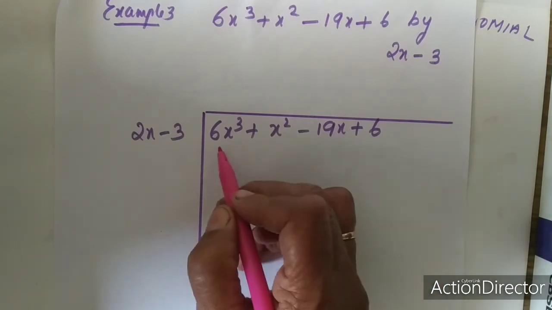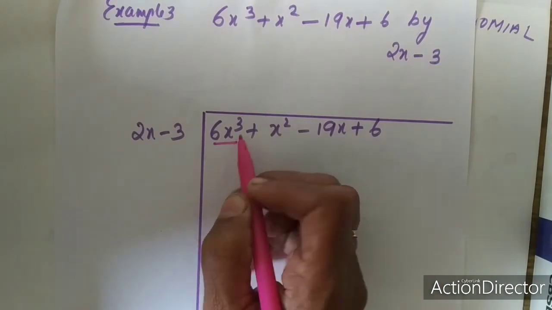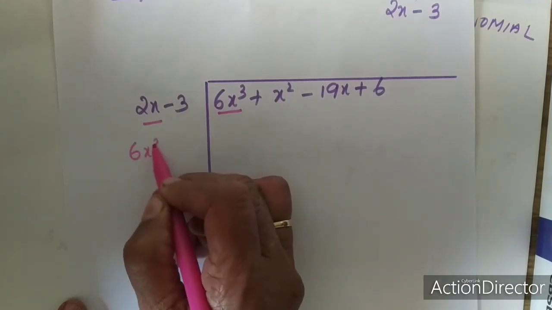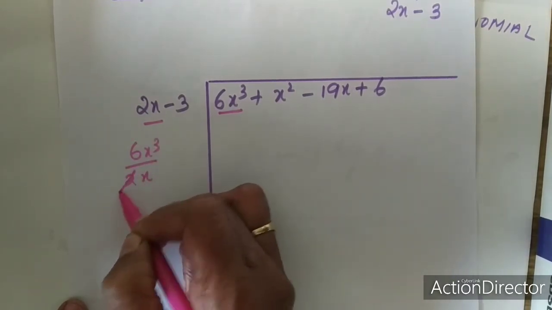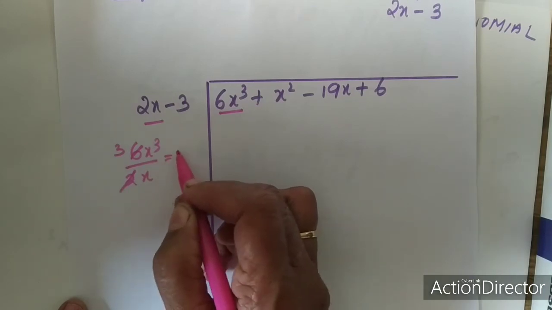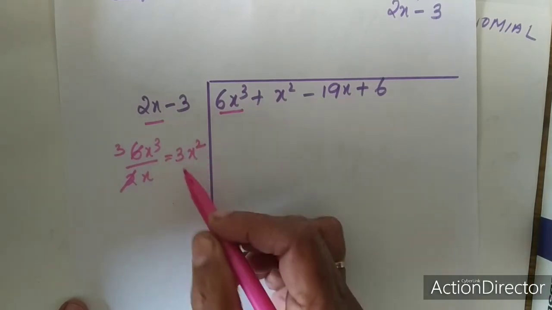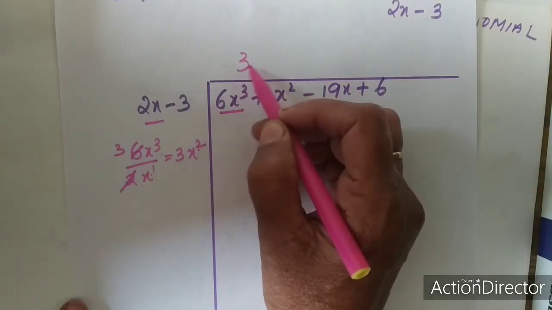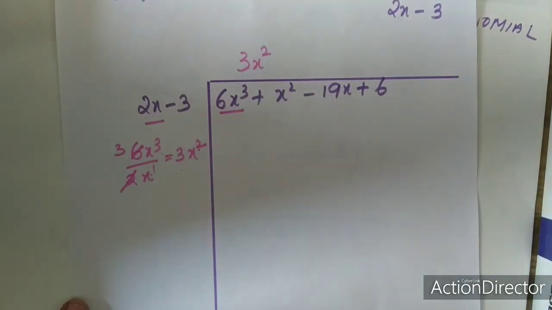So first step, divide first term of the dividend by the divisor. So 6x³ upon 2x. 2 and 6 will get cancelled. So I will get 3x². 3 minus 1 is 2. So first term in the quotient is 3x².